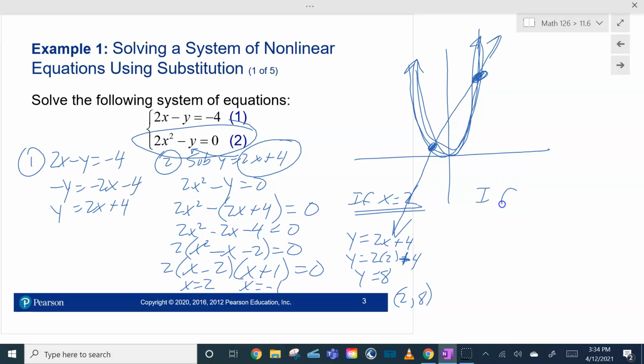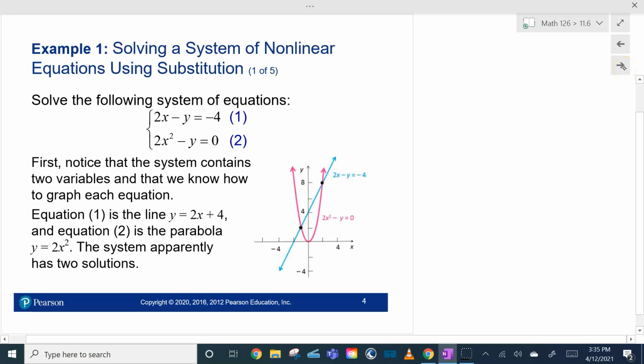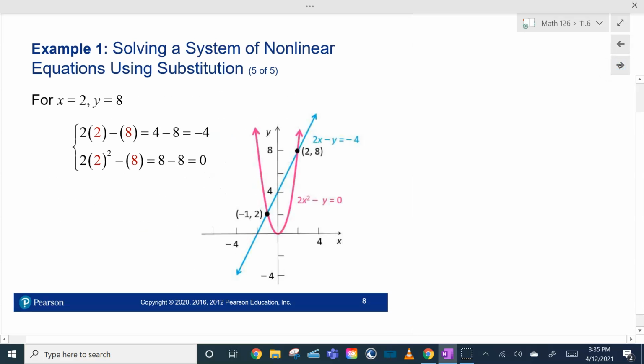And then the other option is if x is negative 1. So if x is negative 1, where would that point be on our linear? It looks like we've got negative 2 plus 4, we got 2, so negative 1, 2 is that other point right there. And again, make sure you double check those in your quadratic; it's always good form. Here's a little bit better picture of that. There's our negative 1, 2, there's our 2, 8 right there. And there's our process, okay? There's our points.